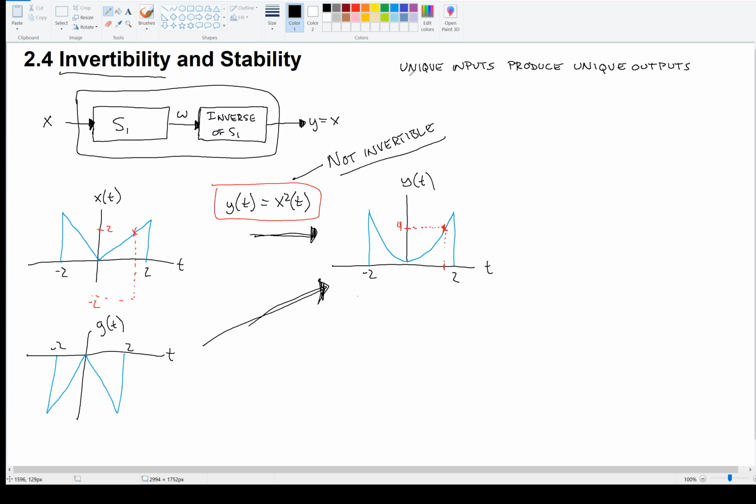So in this case, unique inputs, x and g, do not produce unique outputs. They produce the same output. So this is not invertible. Okay? And again, since I'm going to cover another property, I'm just going to label this invertible: unique inputs produce unique outputs. So the squaring system is one example of not being invertible.